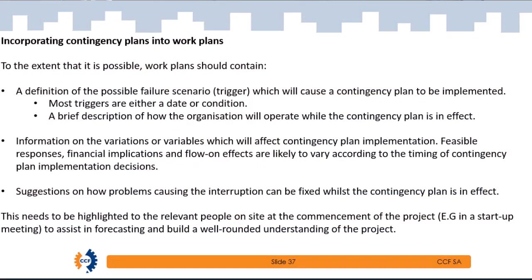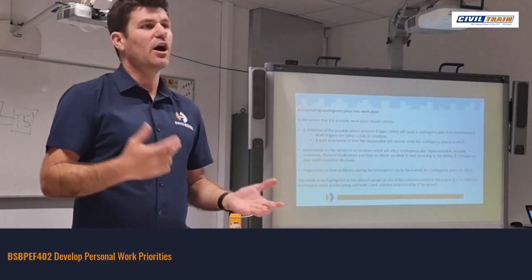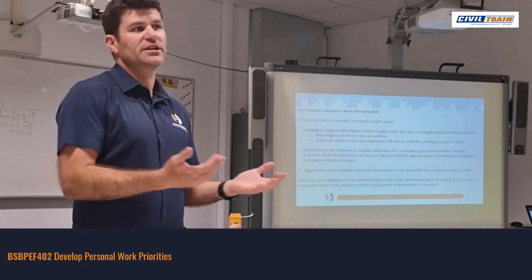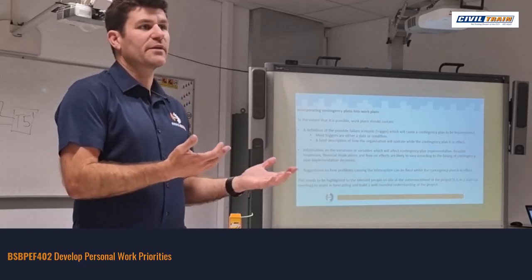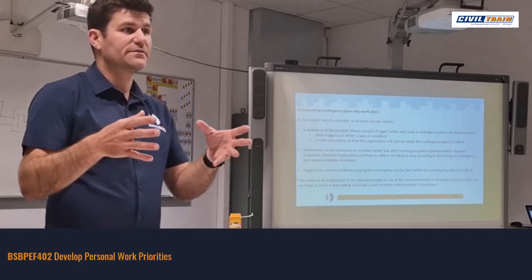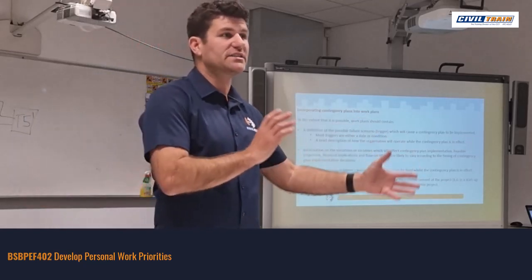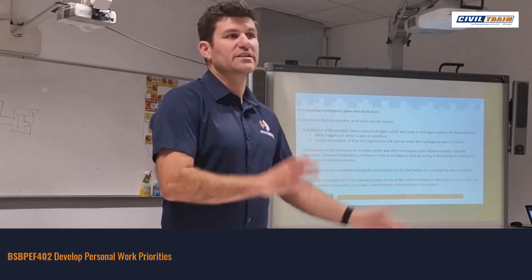I guess the most important thing really for a contingency is knowing what the trigger is. So when do we actually pull the trigger on implementing that contingency plan? Most triggers are either a date or a condition, with a brief description on how the organisation will operate while the contingency plan is in effect. So as you said, if the staff member doesn't rock up, you would have a process in potentially acquiring a new person, or you might just have to change your work activity for that day to counteract that loss of that skill set.